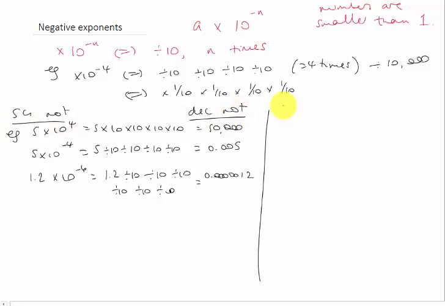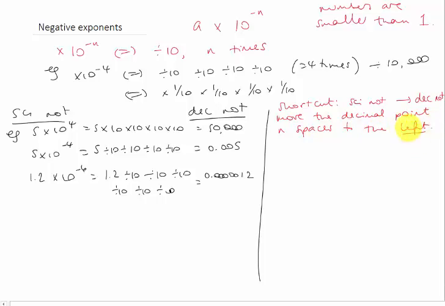Right, so similar to before, the shortcut here: if we want to go from scientific notation to decimal notation, you move the decimal point n spaces to the left, so it's the other way than before. So let's just do these examples.